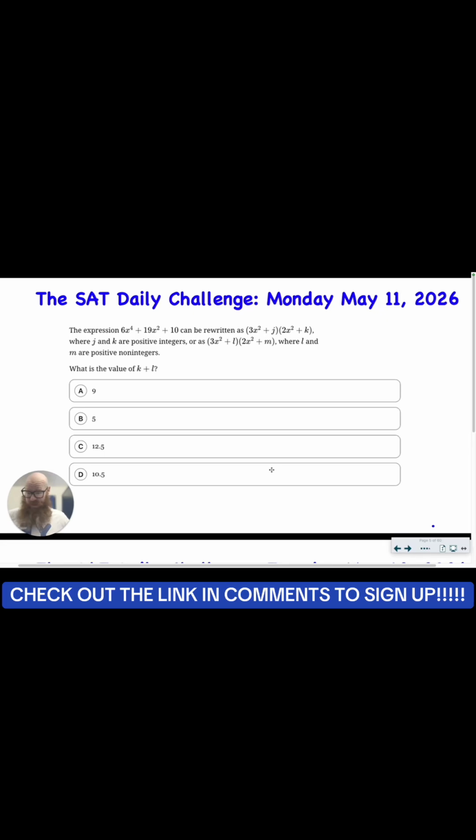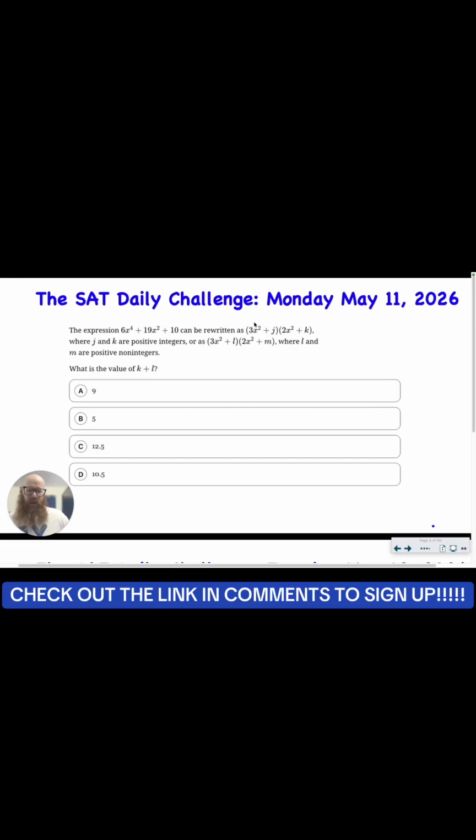We have a doozy here today. This is a pretty challenging problem. If we factor this expression, we can get it so that j and k are positive integers, which are actual factors. And then it says we can do it in a way where l and m are positive non-integers. That wouldn't be considered factors because they're supposed to be integers, but it's just another way to break it down.